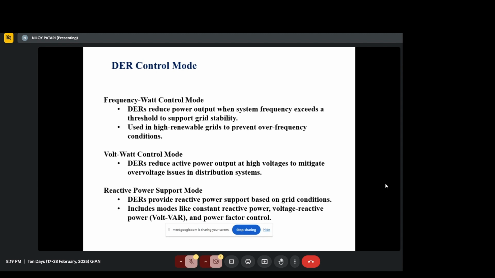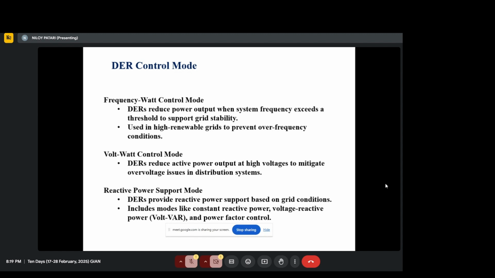Then you have volt watt control mode. Volt watt control mode is voltage and active power, right? In transmission systems, as you know, the R by X ratio is pretty low, so you have huge coupling between active power flow and bus voltage angles, and similarly between reactive power flow and bus voltage magnitudes. But in distribution systems, the R by X ratio is considerably high.